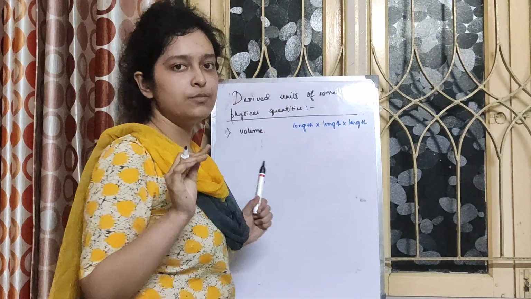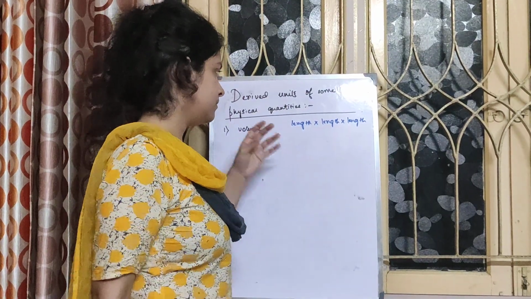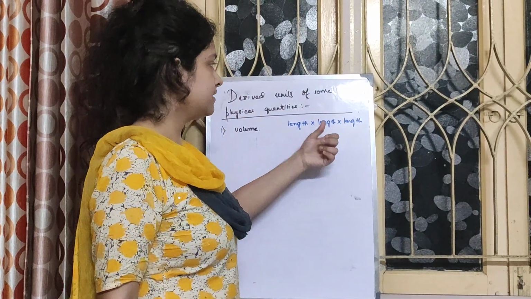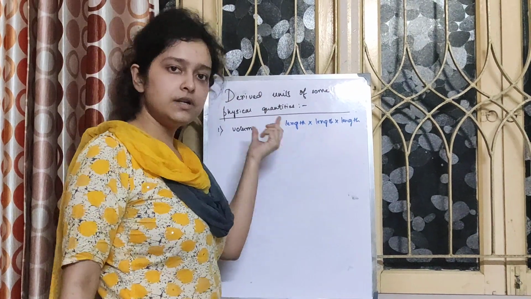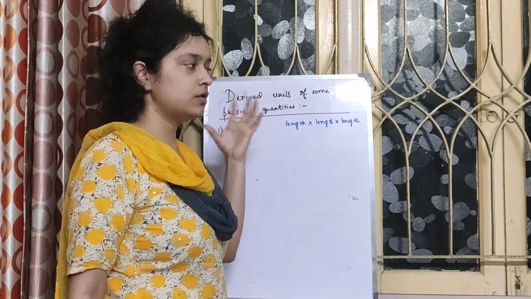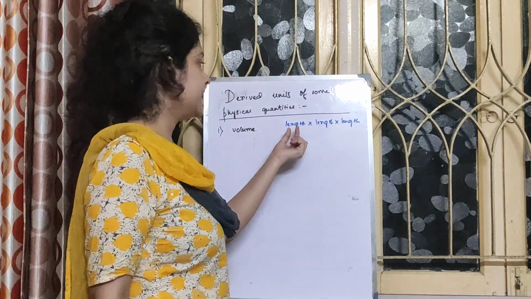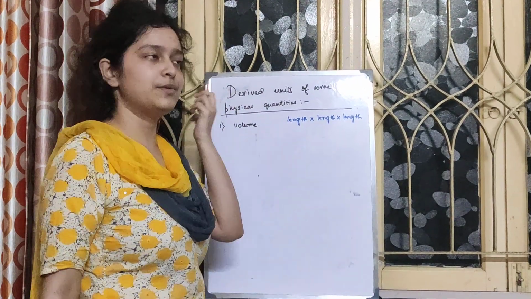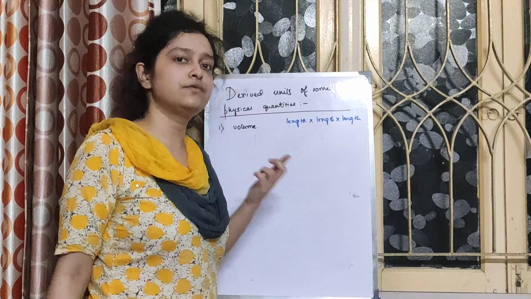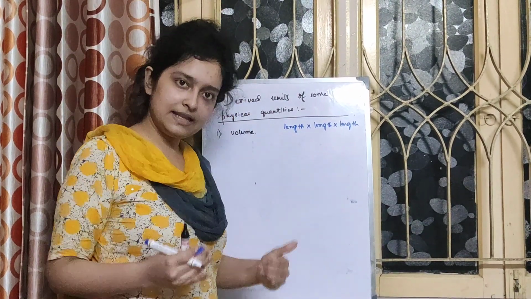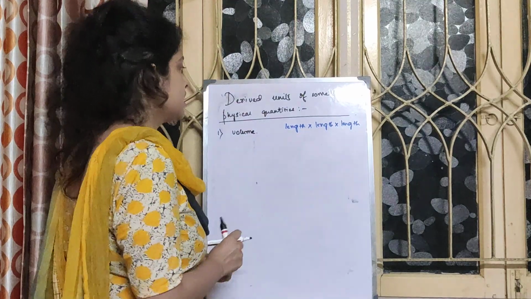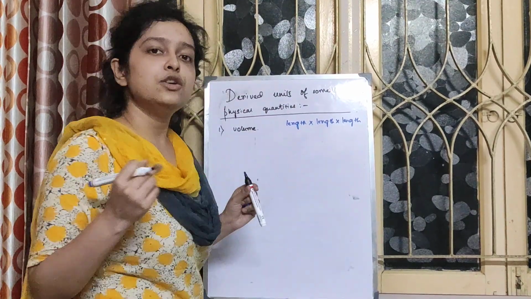So you may have the question, why am I writing length 3 times? Because whatever unit length has, breadth will also have the same, height will also have the same. So basically these all come under the length category, right? So what will be the SI unit?